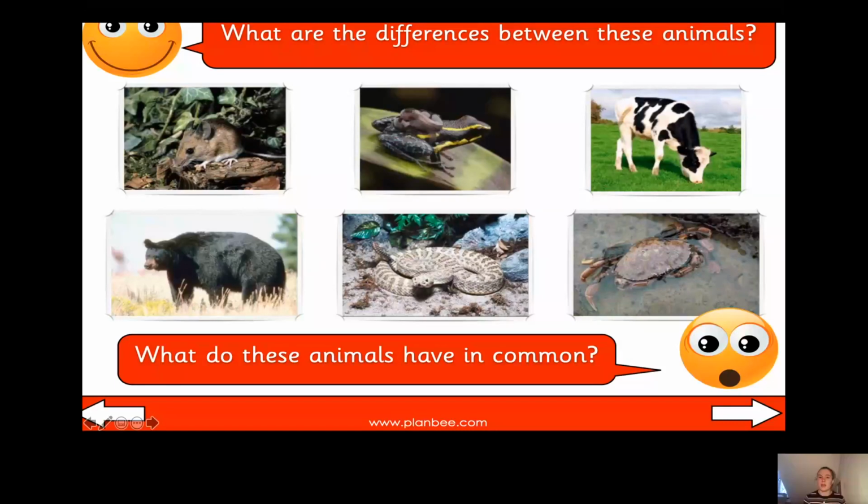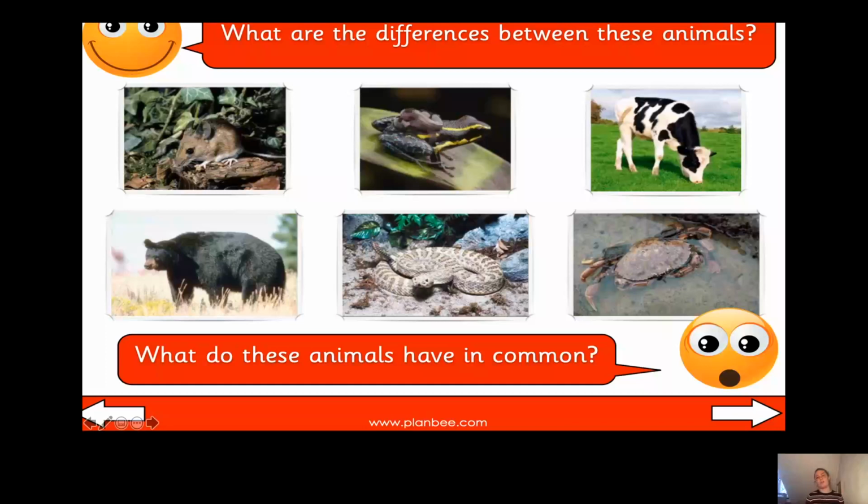Well, the first way in which I thought that these animals are different is that they belong to different groups of animals. So, for example, we have the cow, which is a mammal, but then we also have the snake, who is a reptile. So therefore, these animals are all different based on what group of animals they belong to.